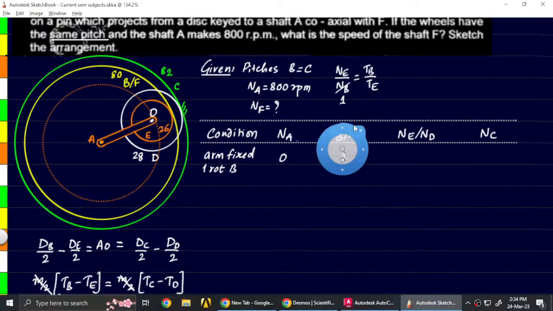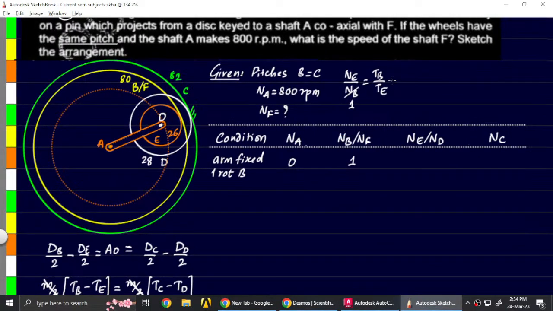So now that we know the value of TE, we should go ahead and substitute it here. So one rotation, when we are giving it to B, NE and D will rotate by this value. Fine. So NE is TB, which is 80, divided by TE, which is 26. If we simplify this, it becomes 40 by 13. So 40 by 13 is the number of rotations that this compound will execute.